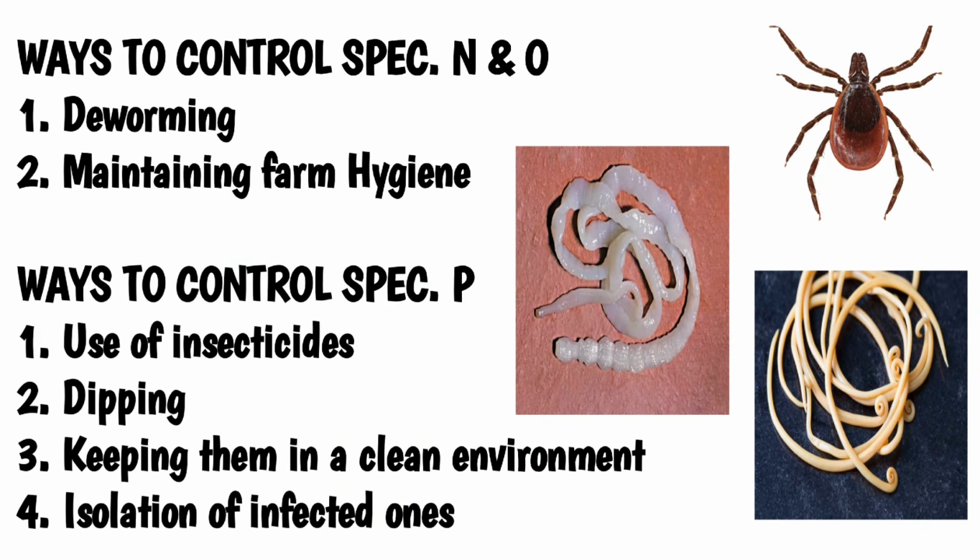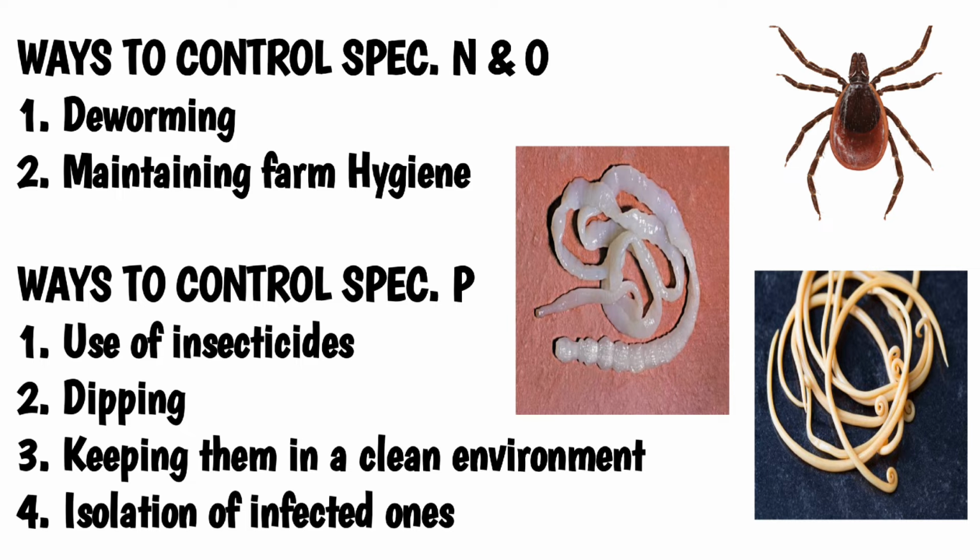Also, we could be asked to list the ways to control those parasites. For N and O, they are both worms. So one of the effective ways is through deworming. Also, maintaining farm hygiene can help to control these specimens which are tapeworm and roundworm.